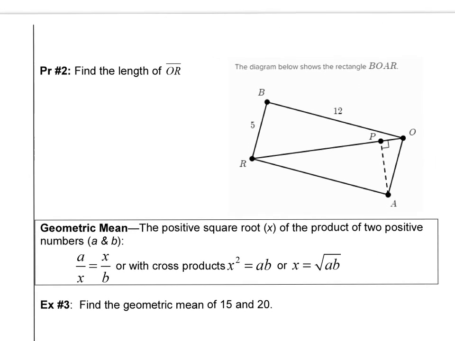So here in practice number 2, it says find the length of OR. And it does tell us that the diagram below shows that it's a rectangle. This whole thing is a rectangle. Well, if this is a rectangle, you should know right away that all these angles here are 90. And they give you BR, and they give you BO, and they just want you to find OR. Well, OR is the hypotenuse, right? OR is the hypotenuse. So I would go ahead and just label that c. Or you can maybe say up here, OR is like your c.